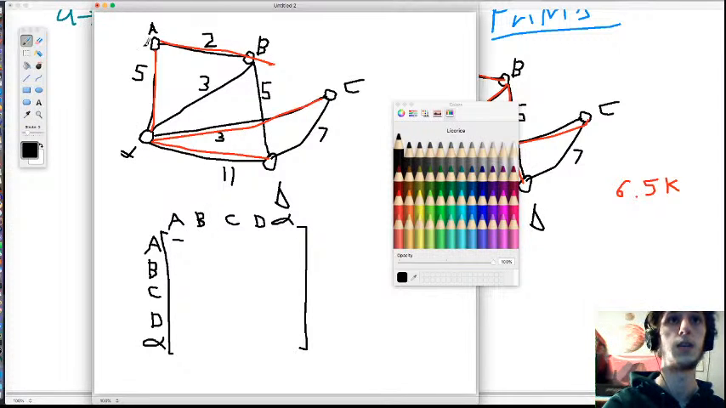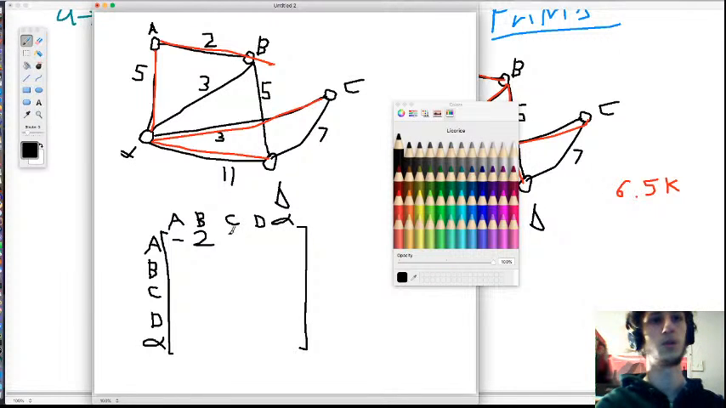Does A connect to B? It does. And what's the edge? It's a 2. Does A connect to C? It doesn't. Now you might be thinking, why don't we just put a 0? But the thing with a 0 is that could be an edge connecting A to C with a weight of 0, which it isn't. There's just nothing. So we don't put a 0, we just put a dash.